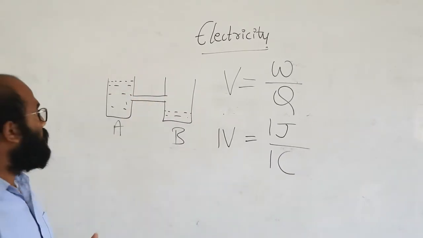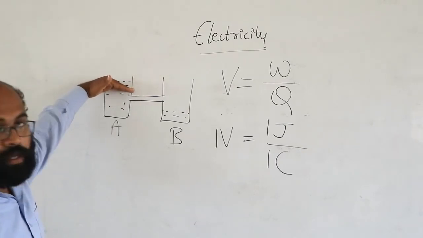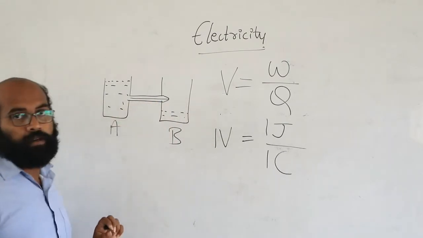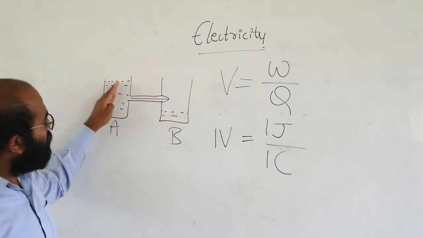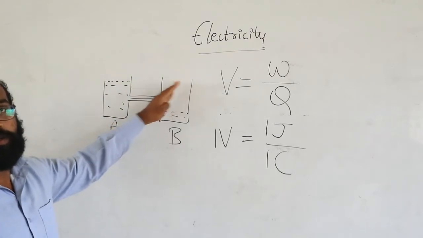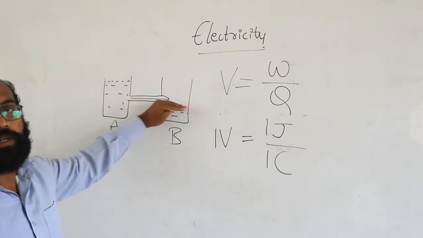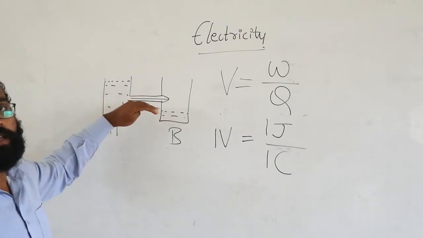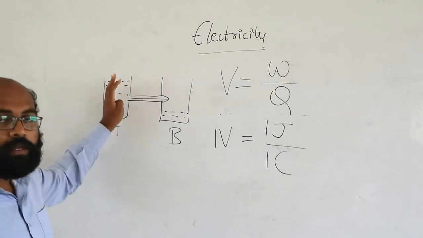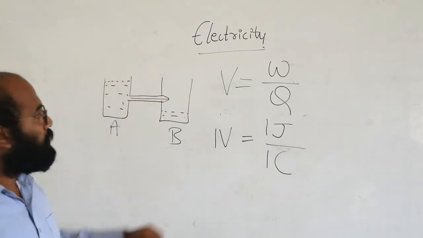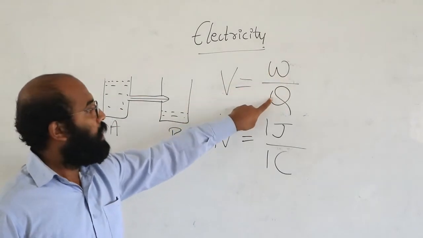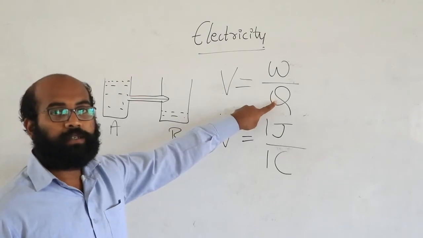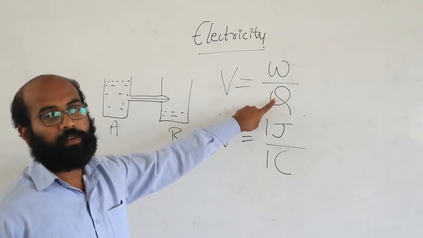Because of the force, the water starts moving here. The water flows from this point to this point. So there is movement of water, and there is some work that is done, which is moving this water from this point to this point. Similarly, work is done to move charge, coulomb, from one point to another.